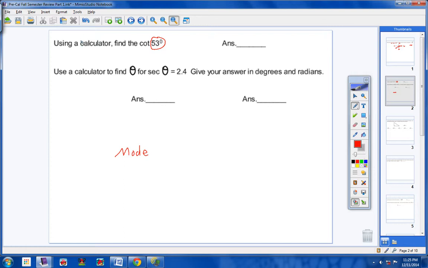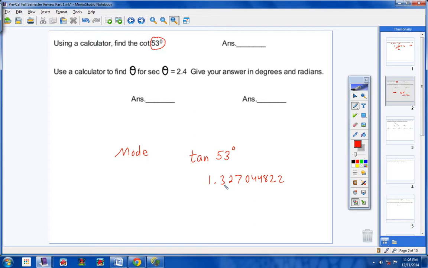Now, after you've done that, realize there's no cotangent button on your calculator, so you want to type into your calculator tangent of 53 degrees, okay? Go ahead and do that and hit enter. When you do that, you will come up with this right here, 1.327044822.